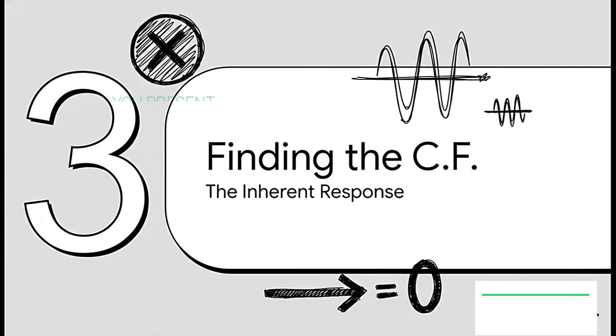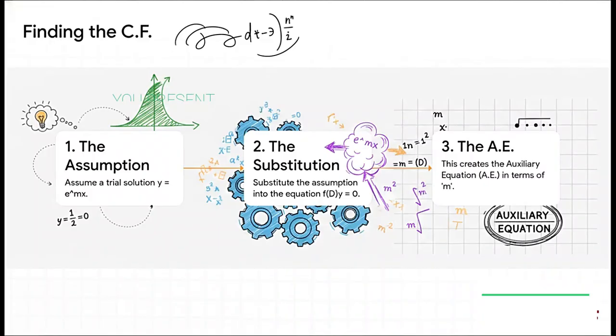So let's get to it. Part one of our plan. We're going to find that complementary function. To do this, we focus only on the left side of our equation, and we just pretend the right side is 0 for a minute. The process is a really slick three-step flow. First, we make a clever guess. We assume the solution probably looks something like y equals e to the power of mx.